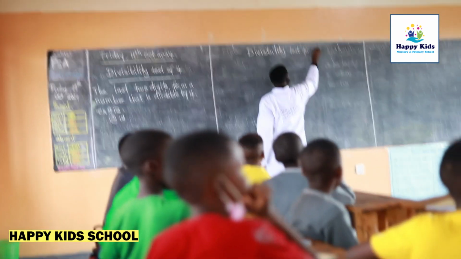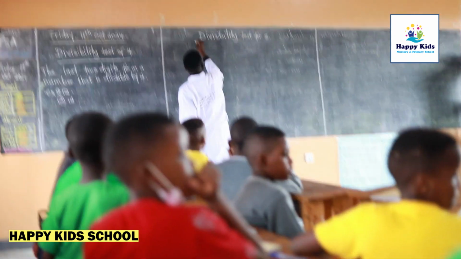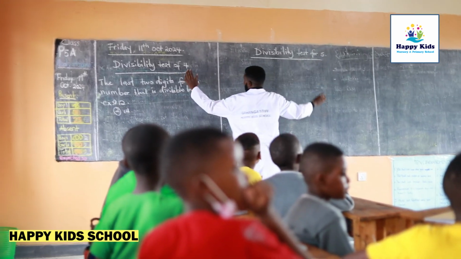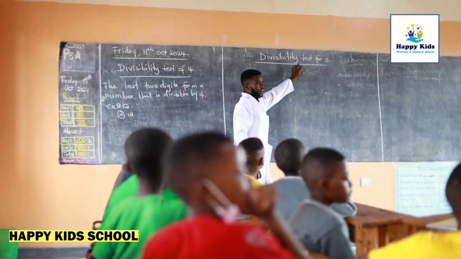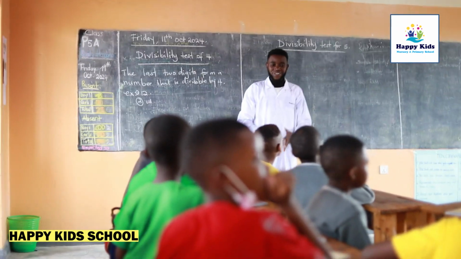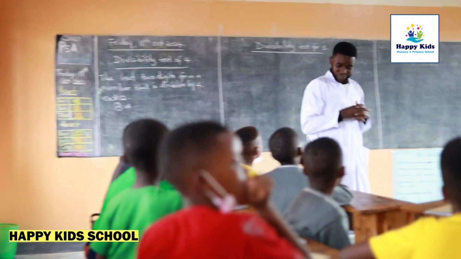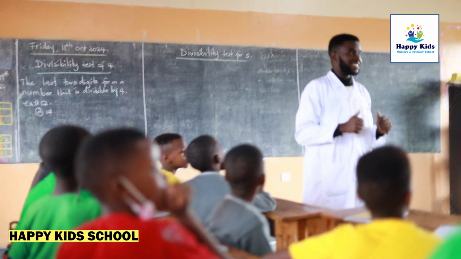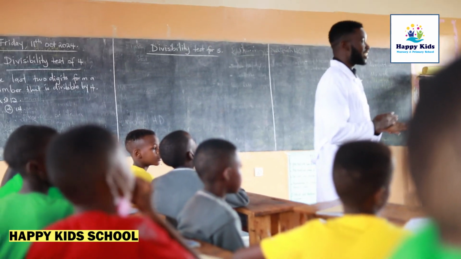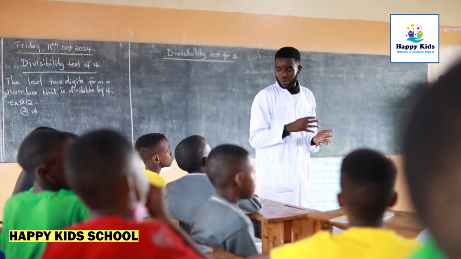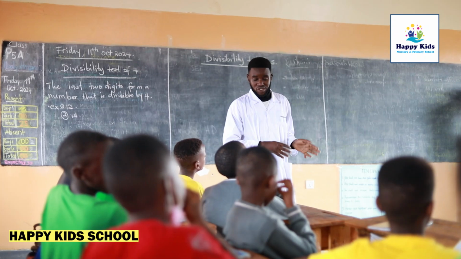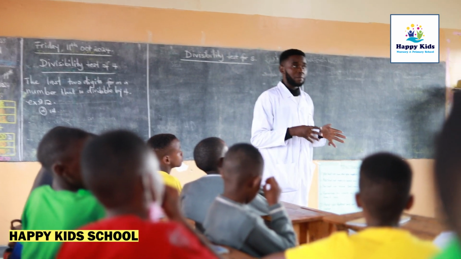So we have divisibility test 4, 5. Because after 4 we have 5. So, who can try to tell us from the previous, the characteristics you consider when you are going to see whether a number is divisible by 5?